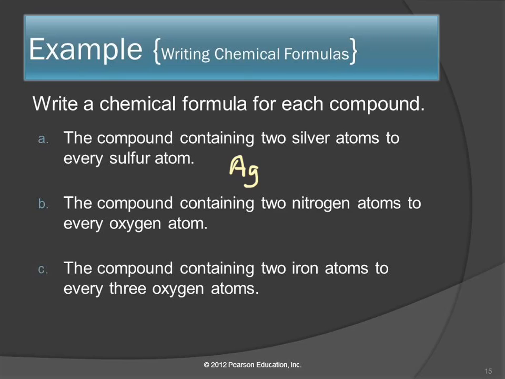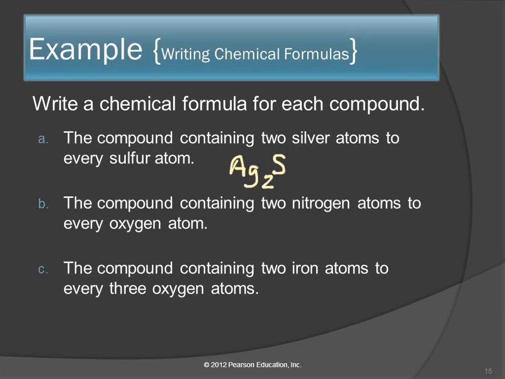Which one do we want to list first? Silver, because silver's a metal, right? The guy goes first, and the sulfur will come next. So we've got silver, Ag, and we've got sulfur, which is S. The numbers, 2 silver atoms. So we want to put a subscript 2 after the symbol for silver. For every sulfur atom, so there's only 1 sulfur. We're not going to write the number 1 because we're lazy. We don't have to write 1, so we're not going to. Any questions about that one?